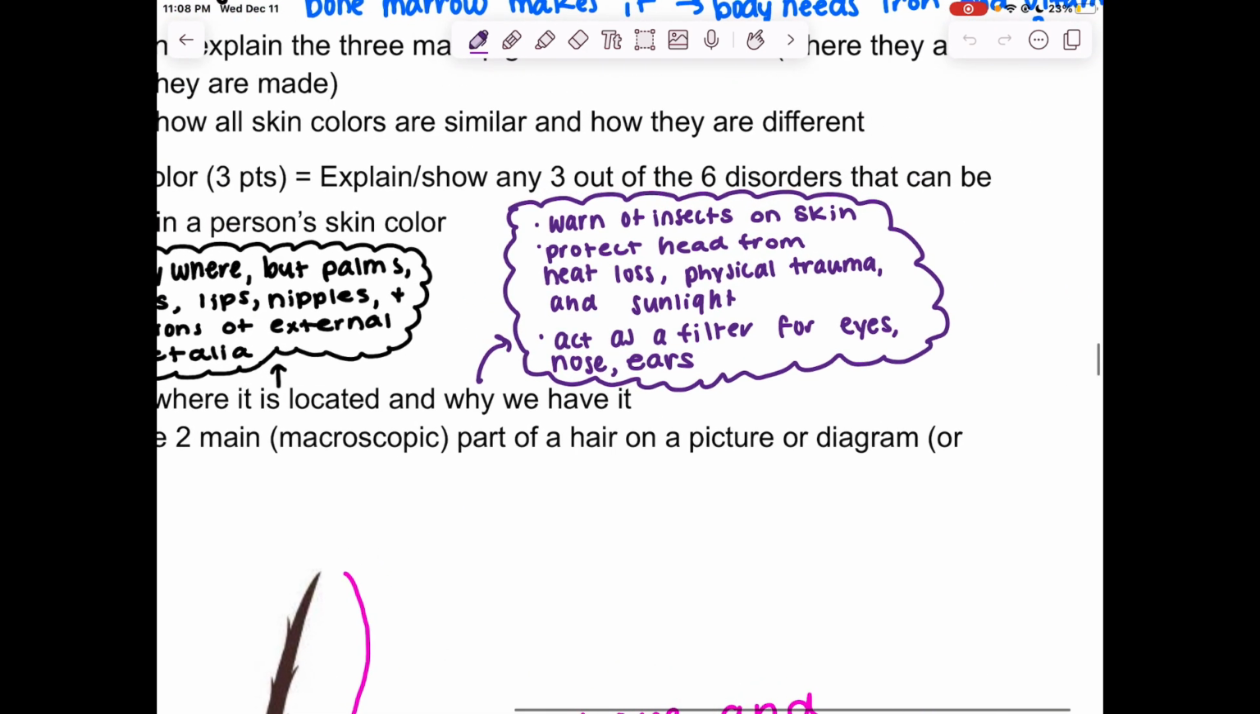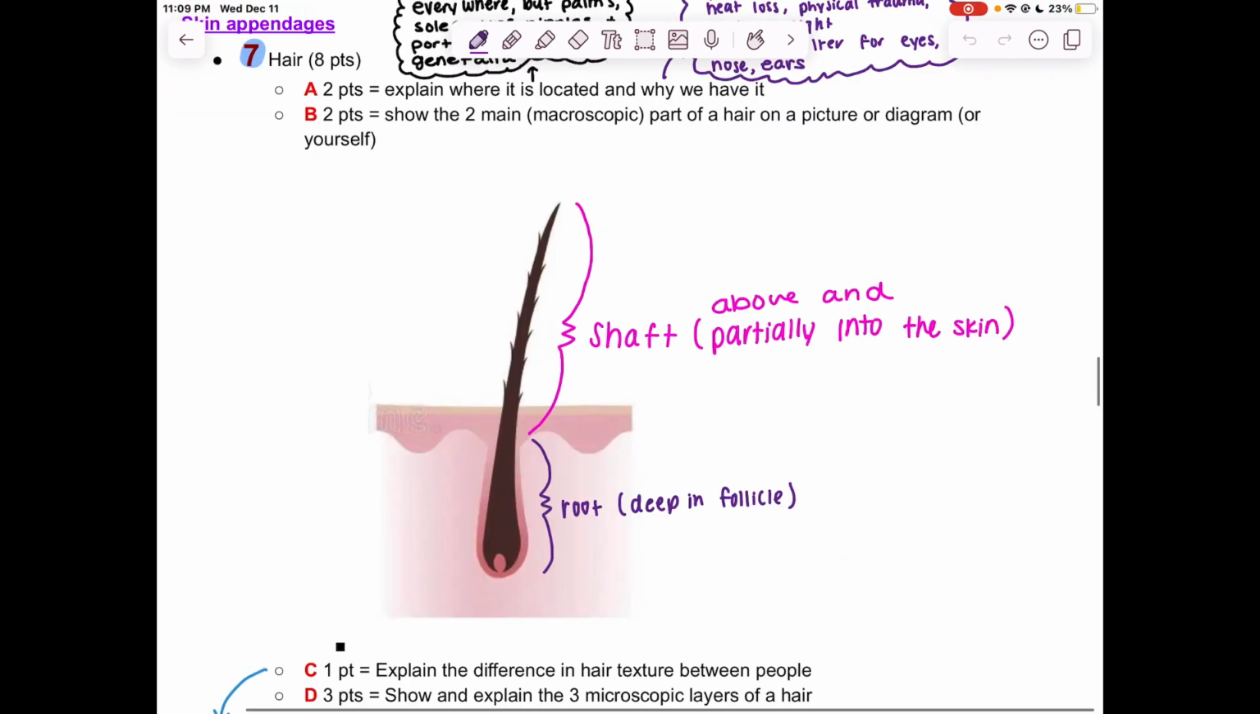We have it to ward off insects on the skin, protect the head from heat loss, physical trauma, and sunlight, and act as a filter for our eyes, nose, and ears. The 2 macroscopic parts of the hair are the shaft and the root. The shaft is above and partially into the skin, and the root is the follicle.